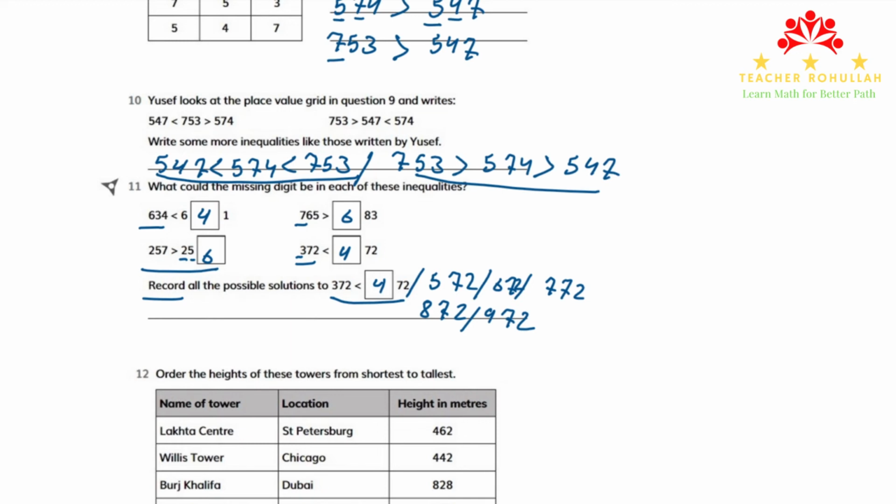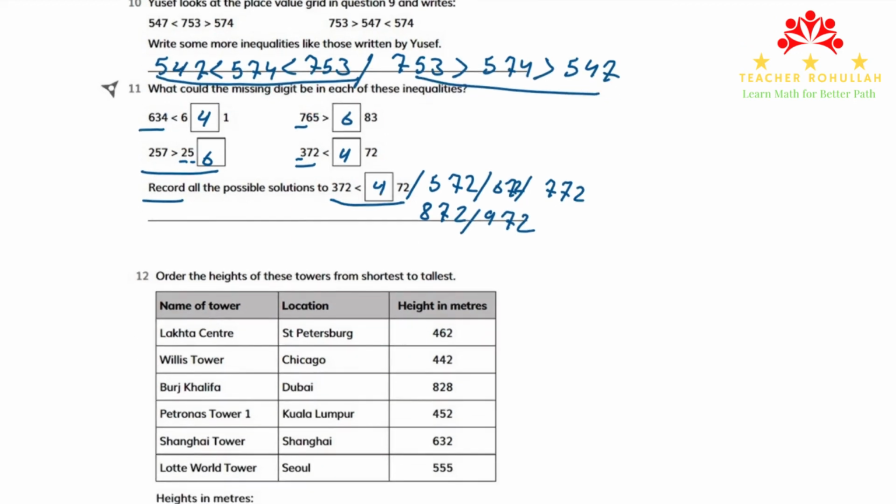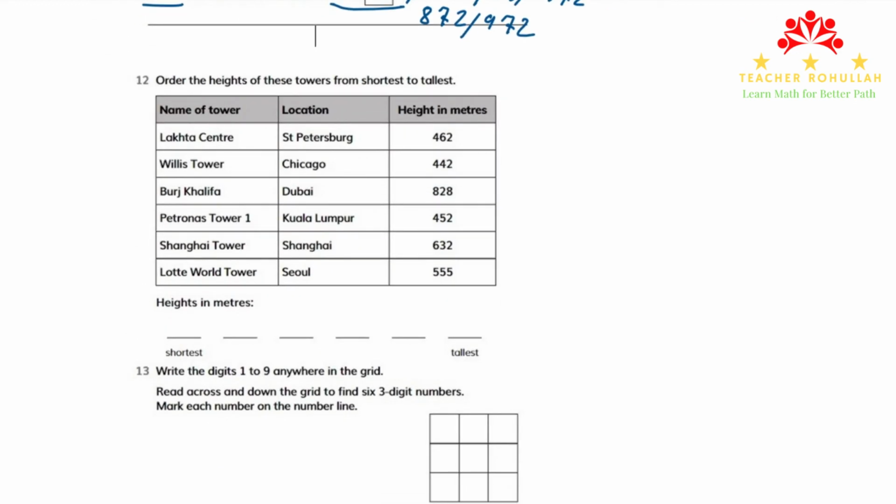Let's now move to question number 12. Let me scroll it a bit down. In question number 12, it says, order the heights of these towers from shortest to tallest. We have the height of some towers. The first one is Lacta Center. The second one is Willis Tower. The third one is Burj Khalifa. The fourth one is Petronas Tower 1. The fifth one is Shanghai Tower. And the last one is Lotte World Tower.